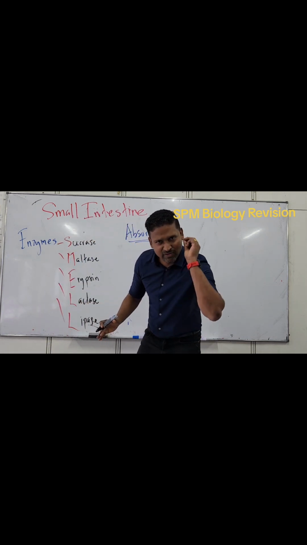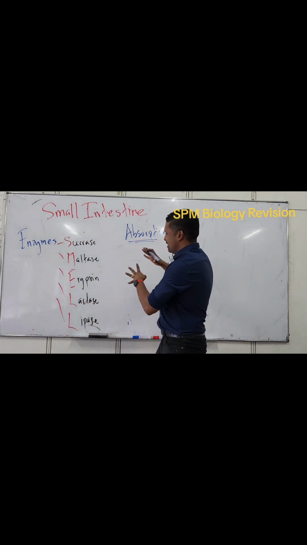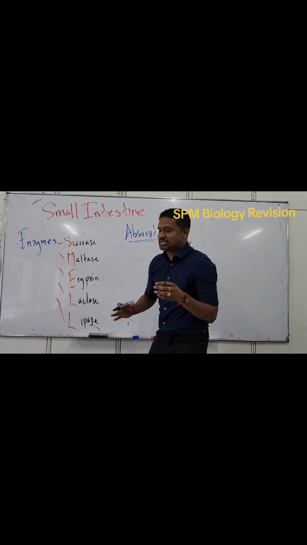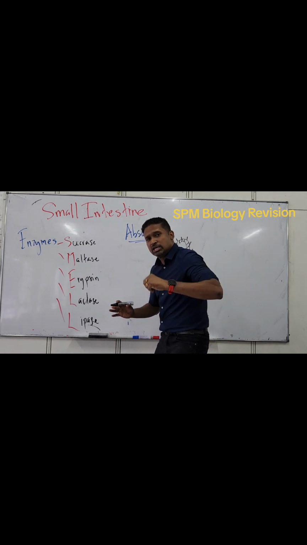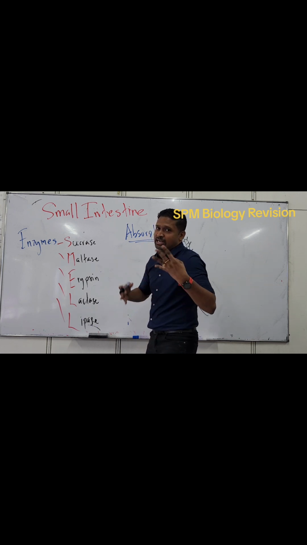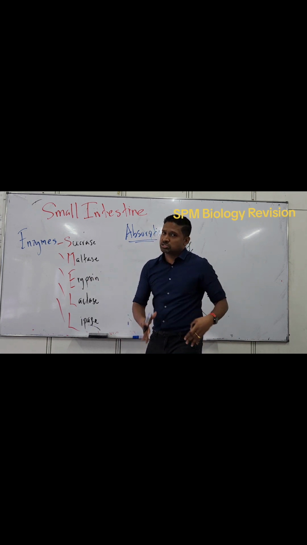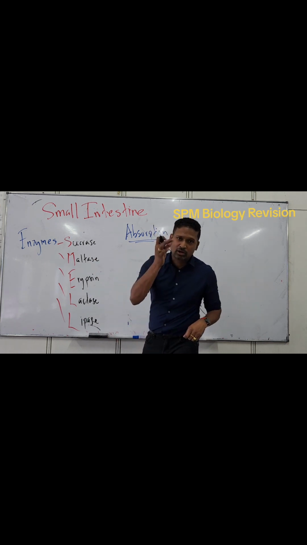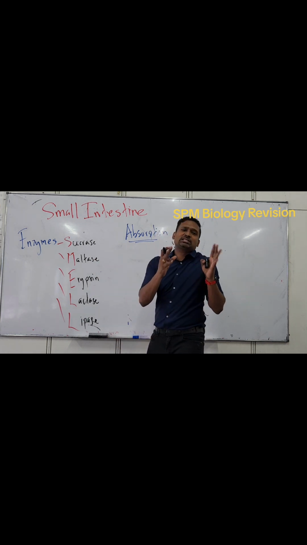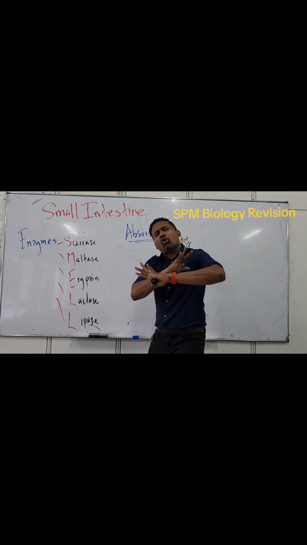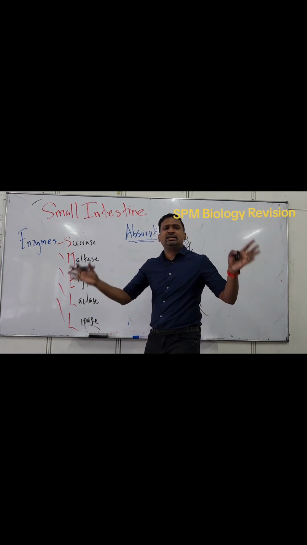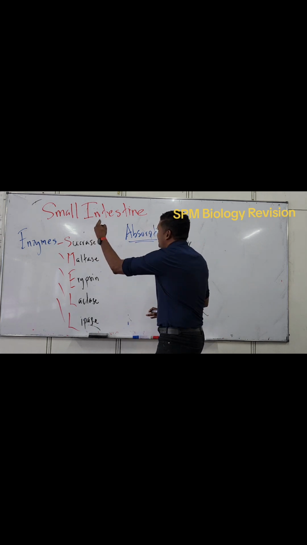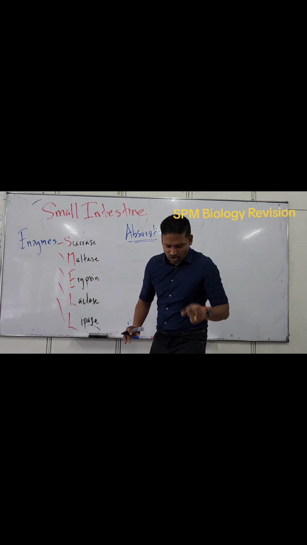You must specifically know, if you need to explain this, what every one of the enzymes does. Like for example, what the sucrase does. Sucrase, for instance, will digest sucrose, become glucose and fructose. Maltase will digest maltose, become glucose and glucose. Erepsin is the last part of digestion for protein. It means all the final touch-up, final digestion, everything happens in the small intestine.